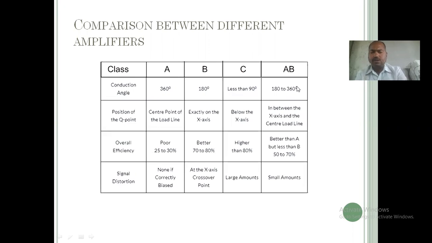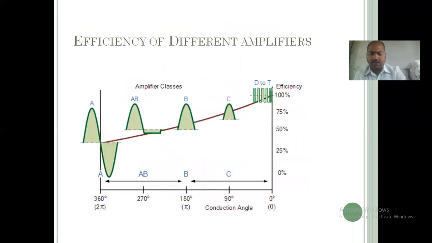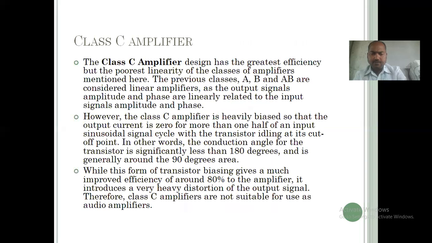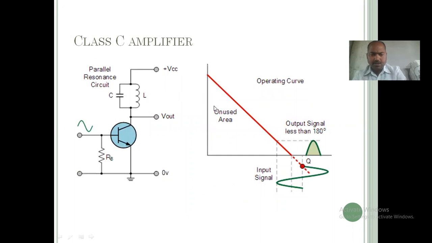Now see what we mean by Q point. Q point indicates the operating point, right? See the diagram. This is the diagram of the Q point position. There are actually three concepts with respect to Q point. Q point indicates the operating point.